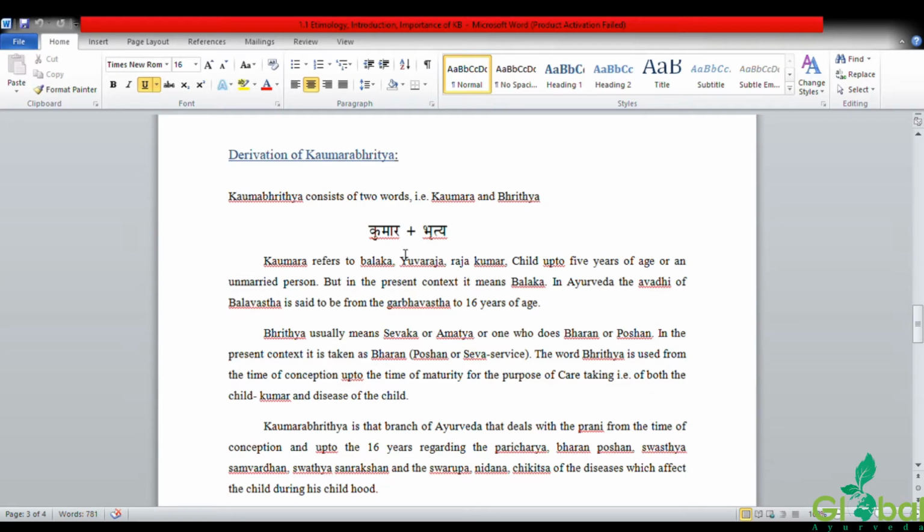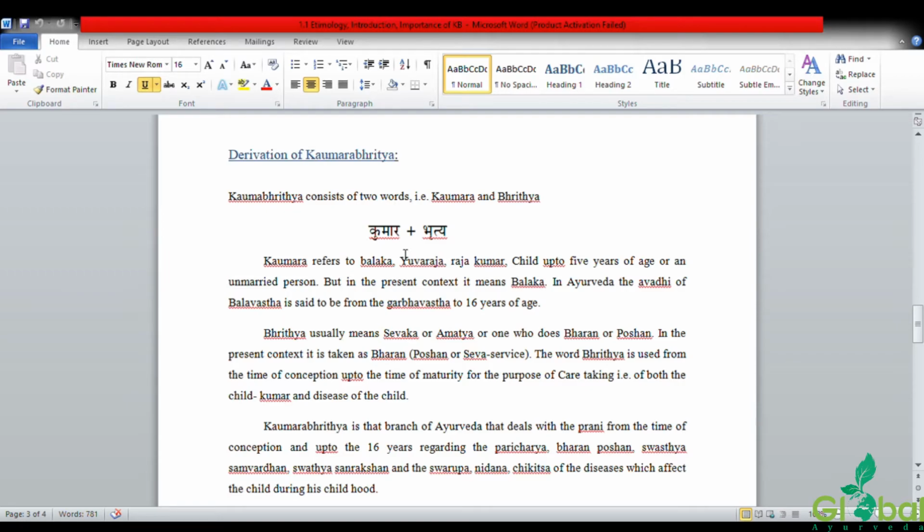So what is Balaka? We will see. What is Yuvaraja? As the king is given the utmost importance, the Yuvaraja is given the next importance in the king's rule. Rajakumara is a child of a very powerful Raja, or a child up to 5 years of age, or an unmarried person. But in this present context, it means Balaka only.